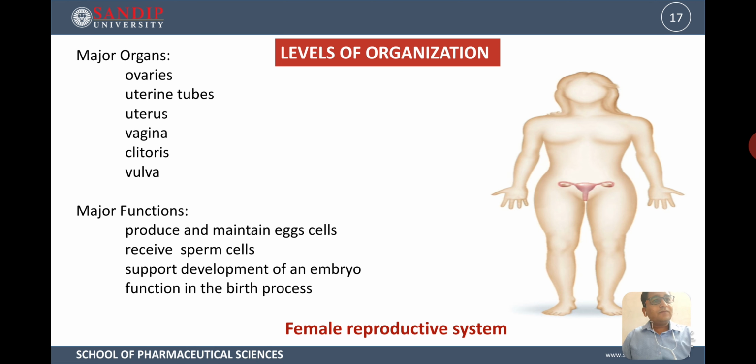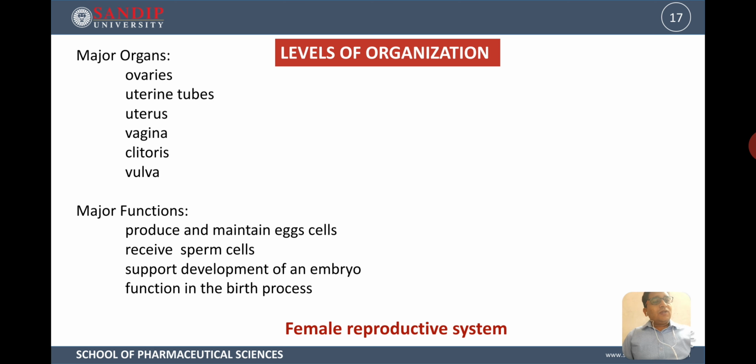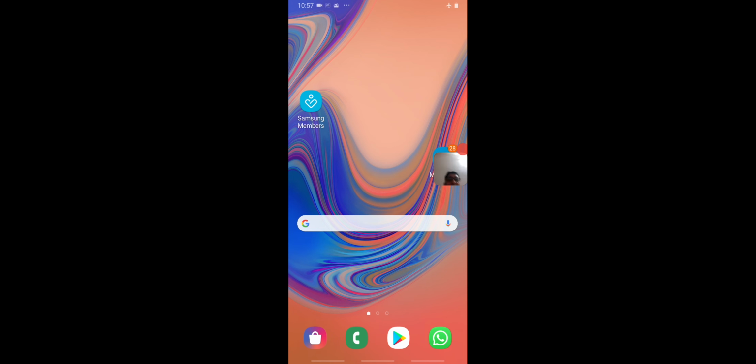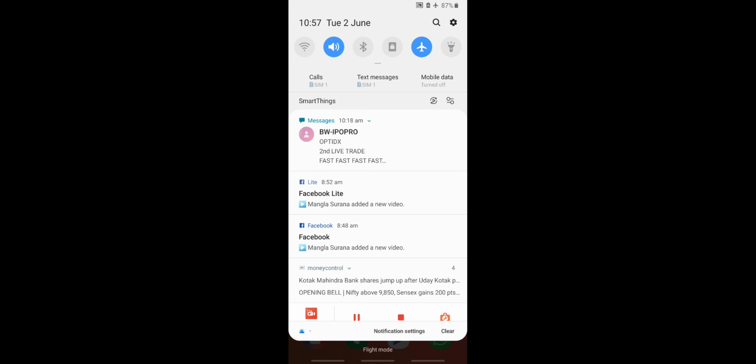So these are basically the 11 systems, and this is the basic part of the levels of organization. In this particular level of organization we basically discussed the 11 systems. Then in the next session we can discuss the body cavities. Hope you understand the same. Thank you.